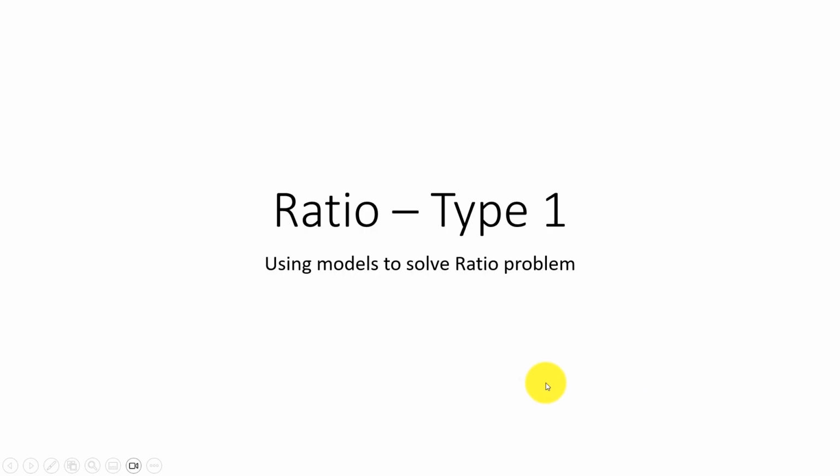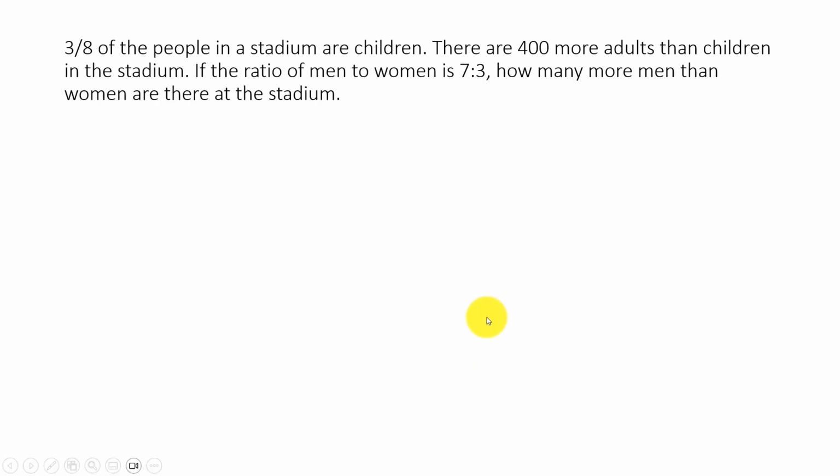Now let's take a look at one particular type of ratio problem and see how we can resolve it using model math. 3/8 of the people in a stadium are children. There are 400 more adults than children in the stadium. If the ratio of men to women is 7:3, how many more men than women are there at the stadium?